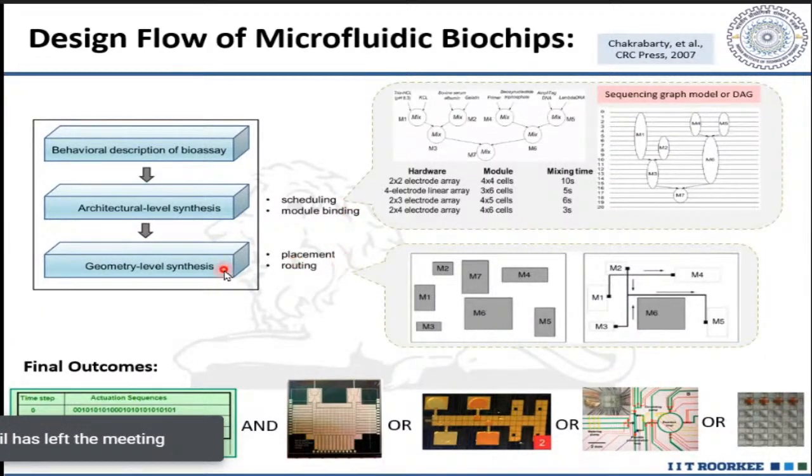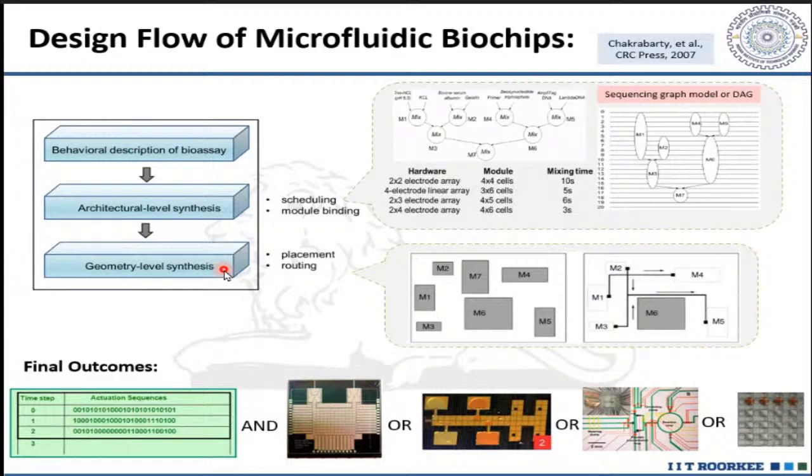The second one is the geometry level synthesis, which is basically physical design automation. That means that you have to place these modules on the chip. Till now you have decided what type of module you will use to complete each operation, but now you have to geometrically place them on the chip so that you can identify the total area of the chip you will be requiring, or you can say the whole bounding box of the chip.